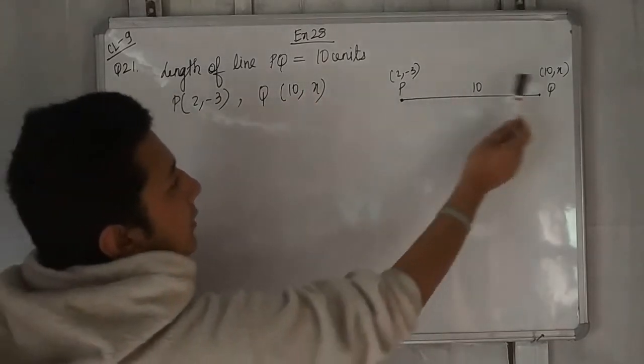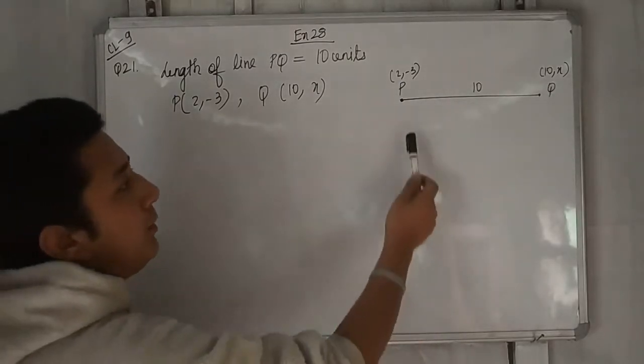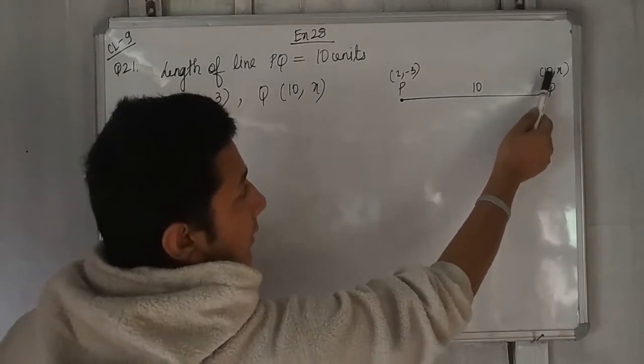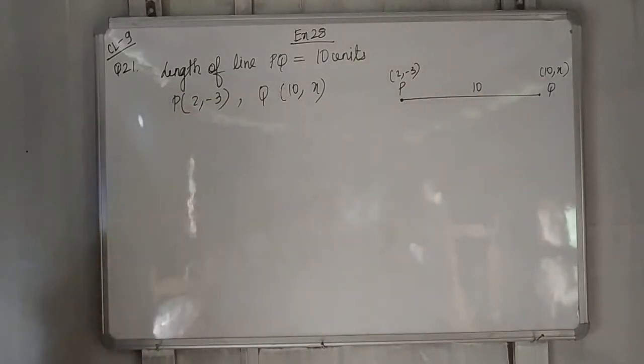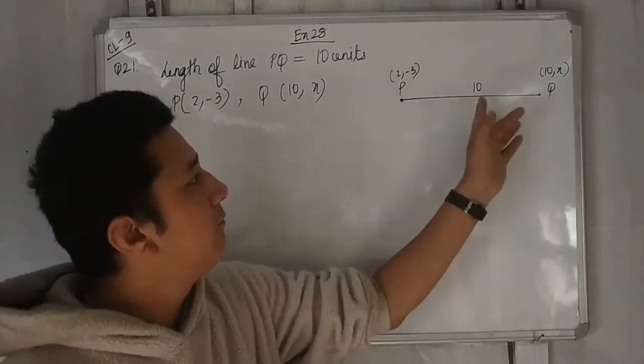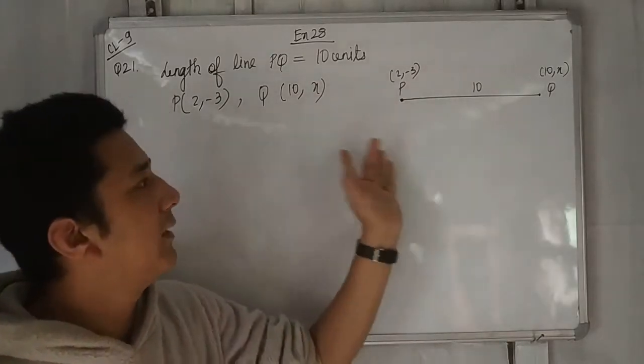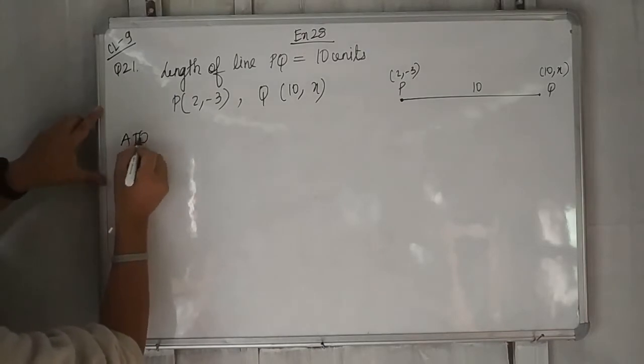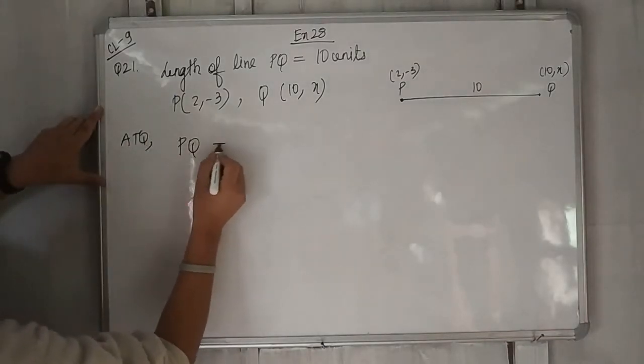Okay, so P and Q are two points. P has coordinates 2, minus 3. Q has coordinates 10, something. And the distance between P and Q is 10. We need to find the coordinates of Q. So according to the question, the distance between PQ is 10.